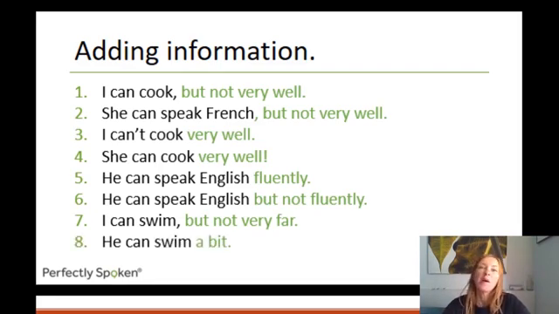And he can swim a bit. For example, my daughter, she can swim, but a bit. Yes, like maybe 10 meters. So he or she can swim a bit. So it's another way of adding extra information. Okay.